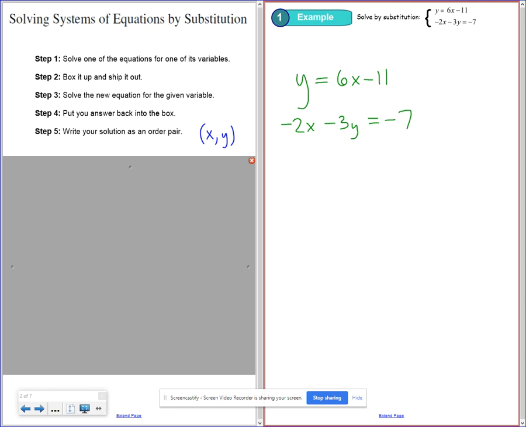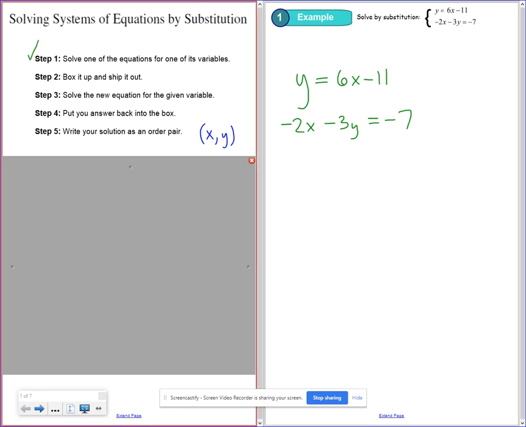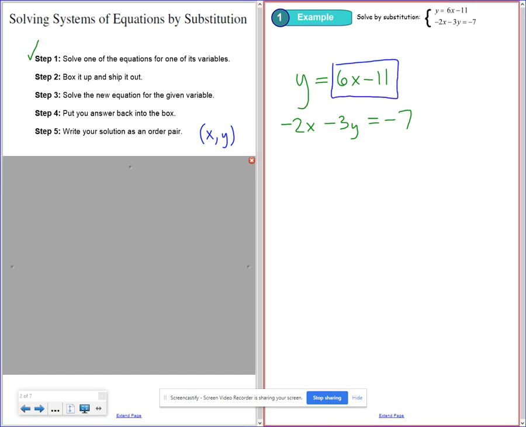You want to pick one of the equations and solve for either y or x. Well, the first equation is already solved for y. So step 1 is done for us. Now we go to step 2. Step 2 says box it up and ship it out. So the equation that's solved for either y or x, we're going to box that up, and then ship it out to the equation that we haven't used yet. So the second equation here.